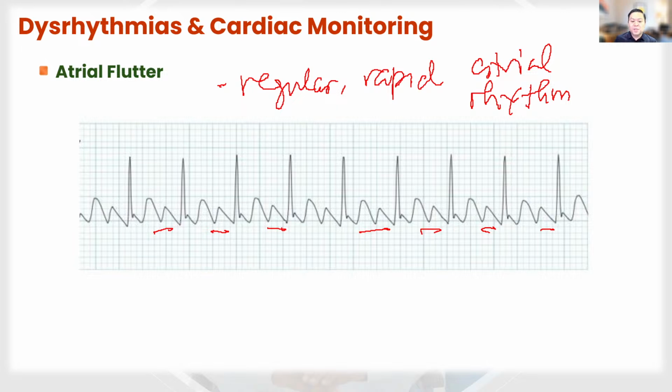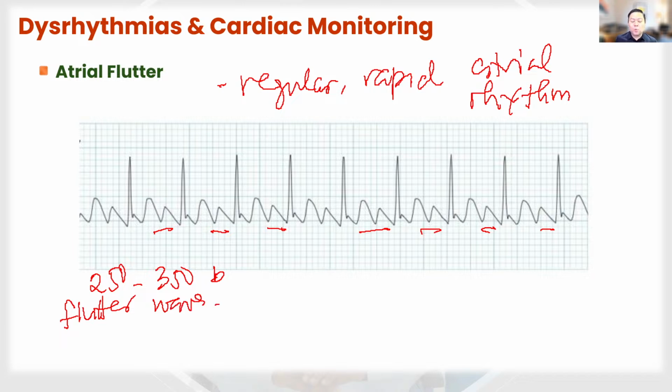Now, what you're seeing is actually that the atria are contracting regularly. On here, what you're seeing is that the rate here will probably be about 250 to 350 per minute. So the flutter waves have a rate of about 250 to 350 beats per minute. So that's what we call flutter waves.